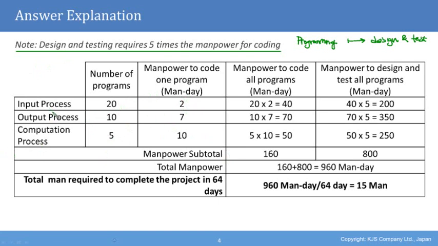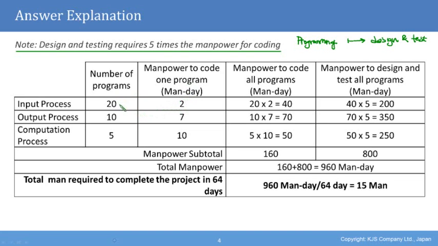Let's begin with the input process. In the input process, there are 20 programs that need to be done. Now to code one single program, it takes 2 man days. Even without understanding what the unit represents, we can do some simple calculations.